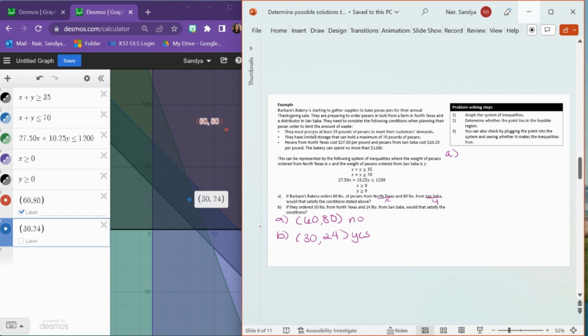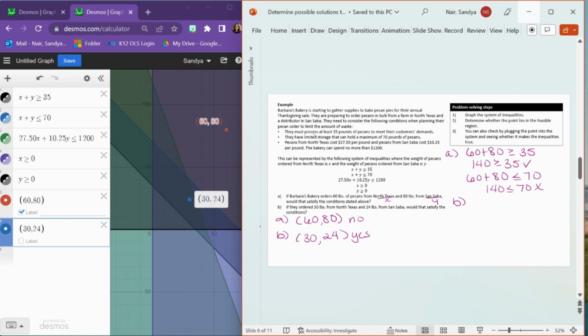So when we try A, we have 60 plus 80 is greater than or equal to 35. So 60 plus 80 is 140, and 140 is greater than or equal to 35 is true. And now we want to try 60 plus 80 is less than or equal to 70, and you can already see that's not true, right? So that's why this system will not work for this solution.